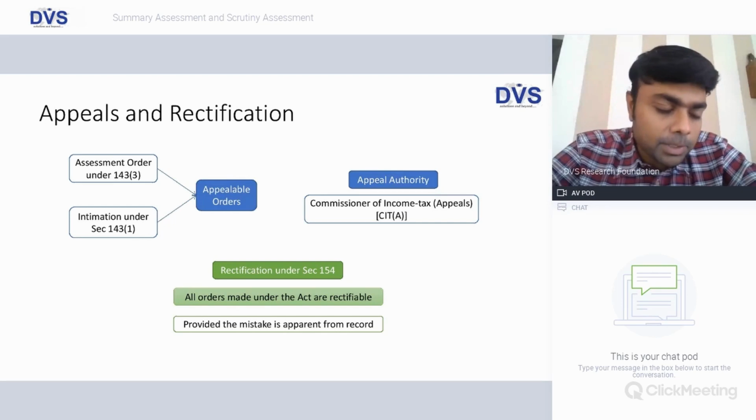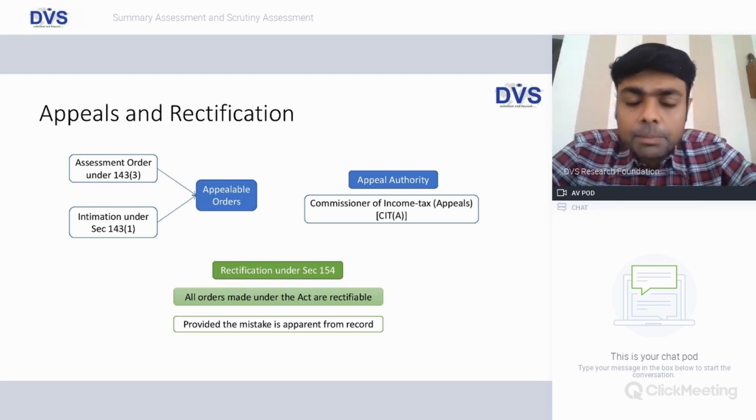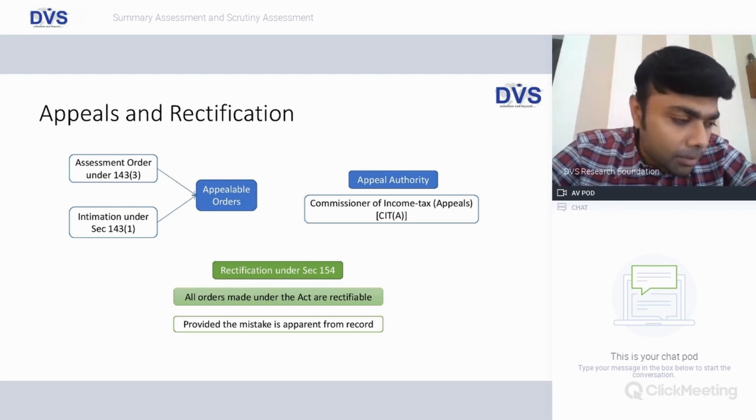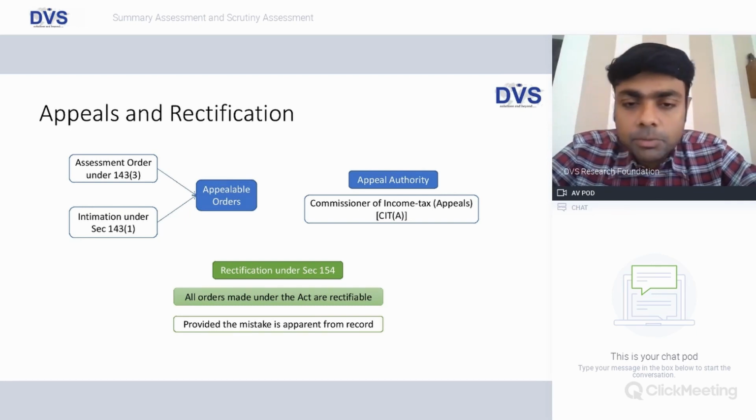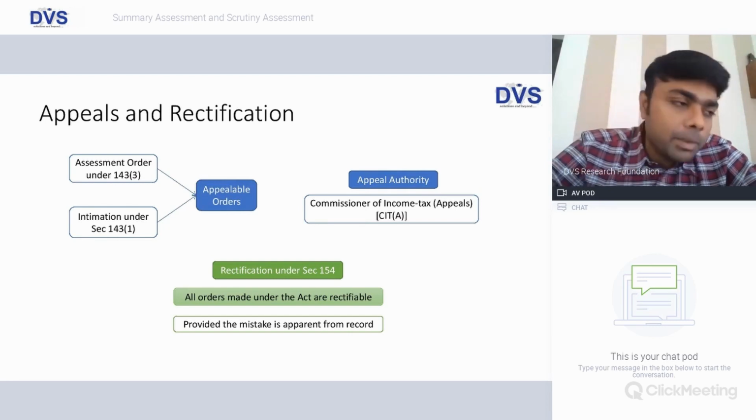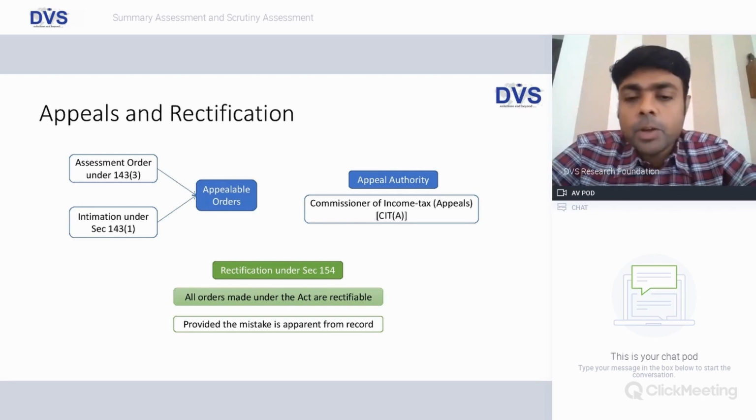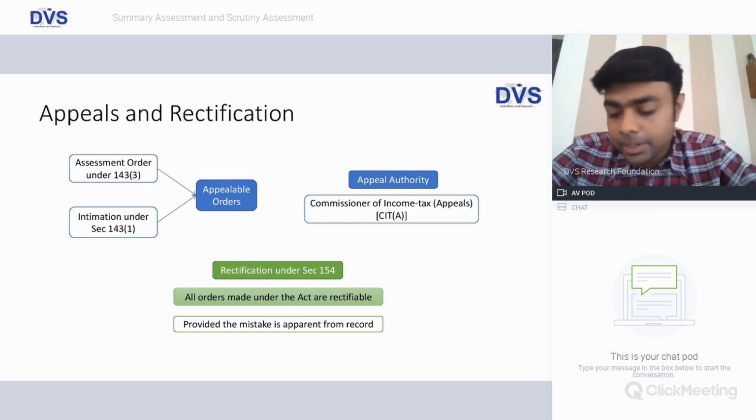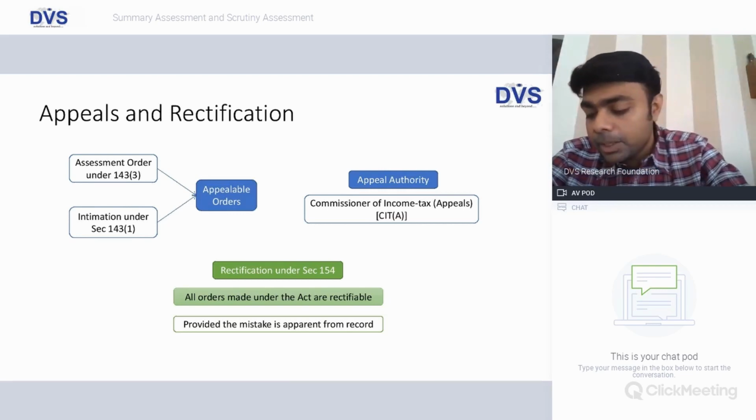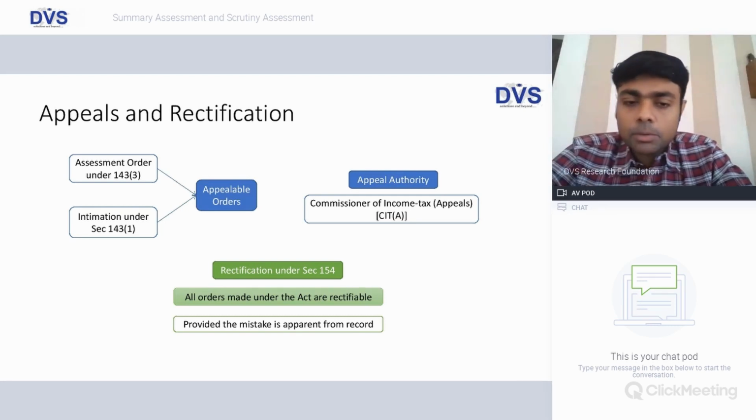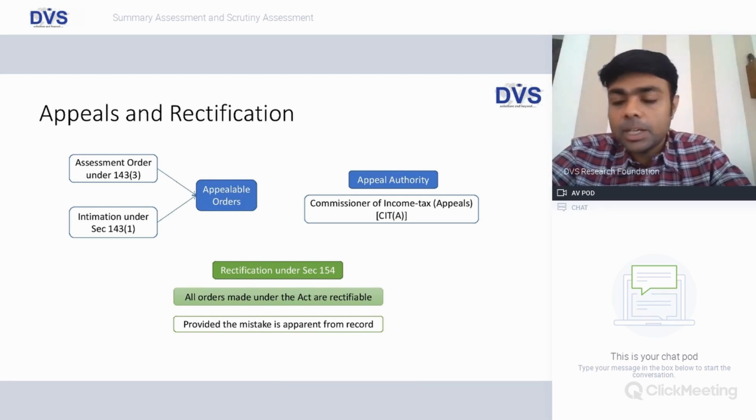Now, let us say the orders have come and the assessee is not happy, in which case he can make an appeal. An appeal can be made on an order under 143.3 or 143.1, scrutiny or summary, to the Commissioner of Appeals, who is the first appellate authority. Simultaneously, if there is an error in the assessment order, there's a section called 154 where you can make an application for rectification if there is a mistake apparent from the record as far as the order is concerned. And you have a time limit of 4 years under 154 to make an application for rectification.